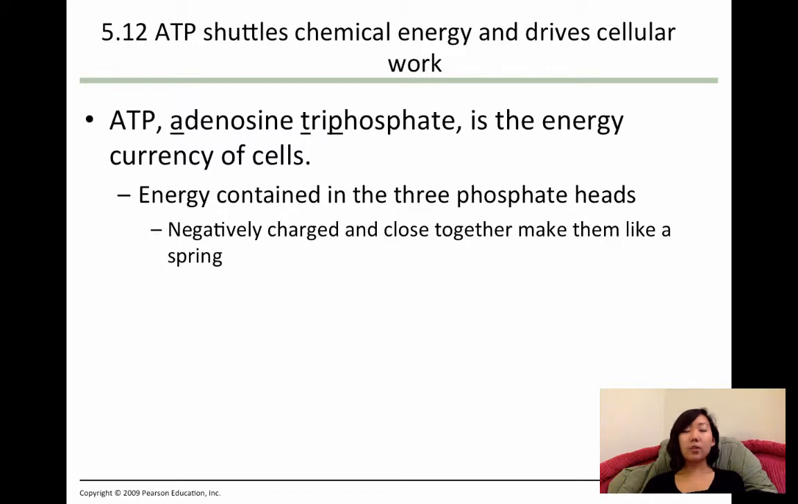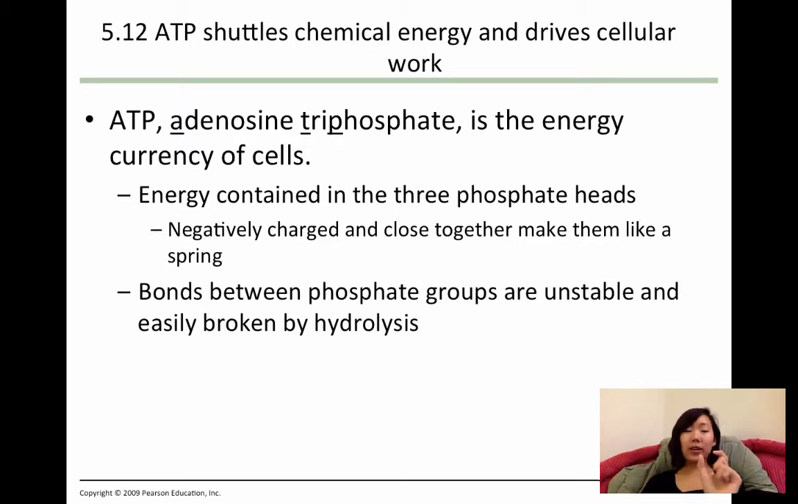And the way that it stores energy is that those 3 phosphate heads are very negatively charged and crammed together. When you're putting 3 negative things very close together, it's very unstable, and it makes them like a spring. It's ready to pop off and just shoot off its energy. So those bonds between the phosphate heads are easily broken.